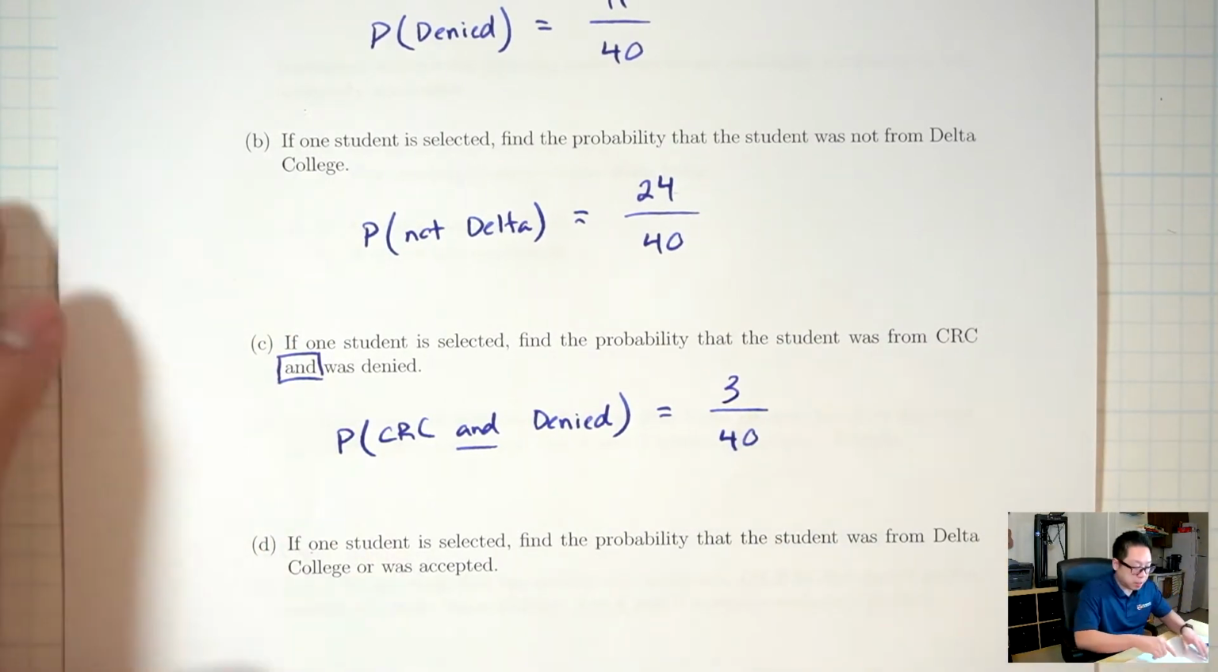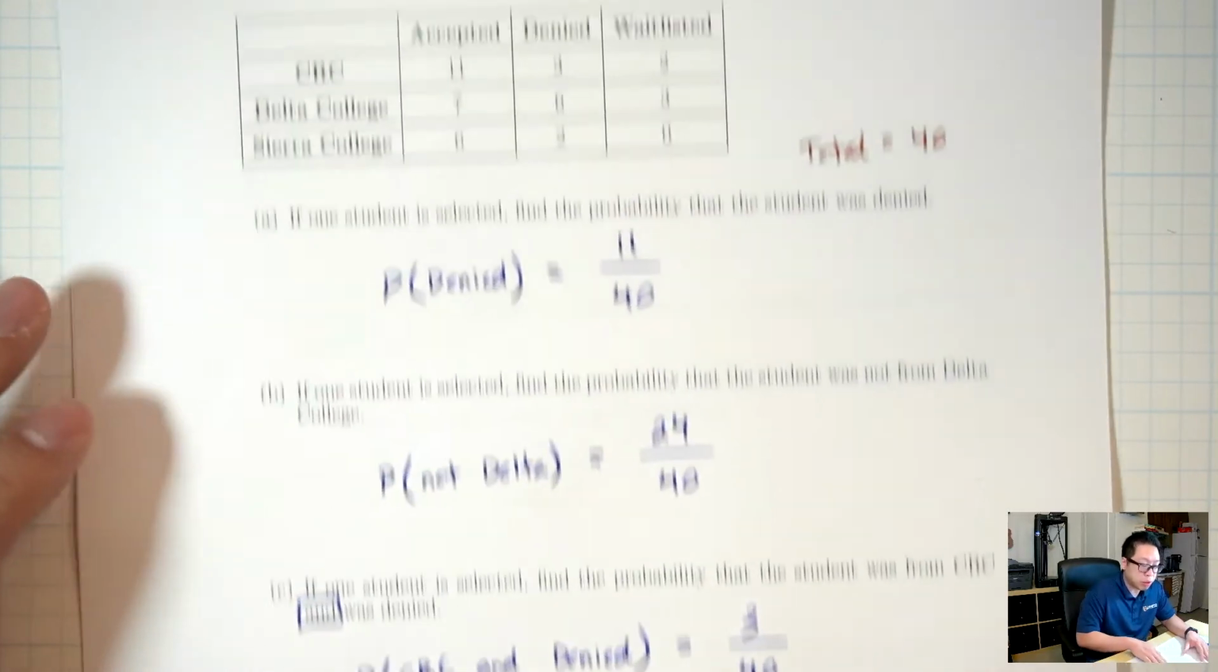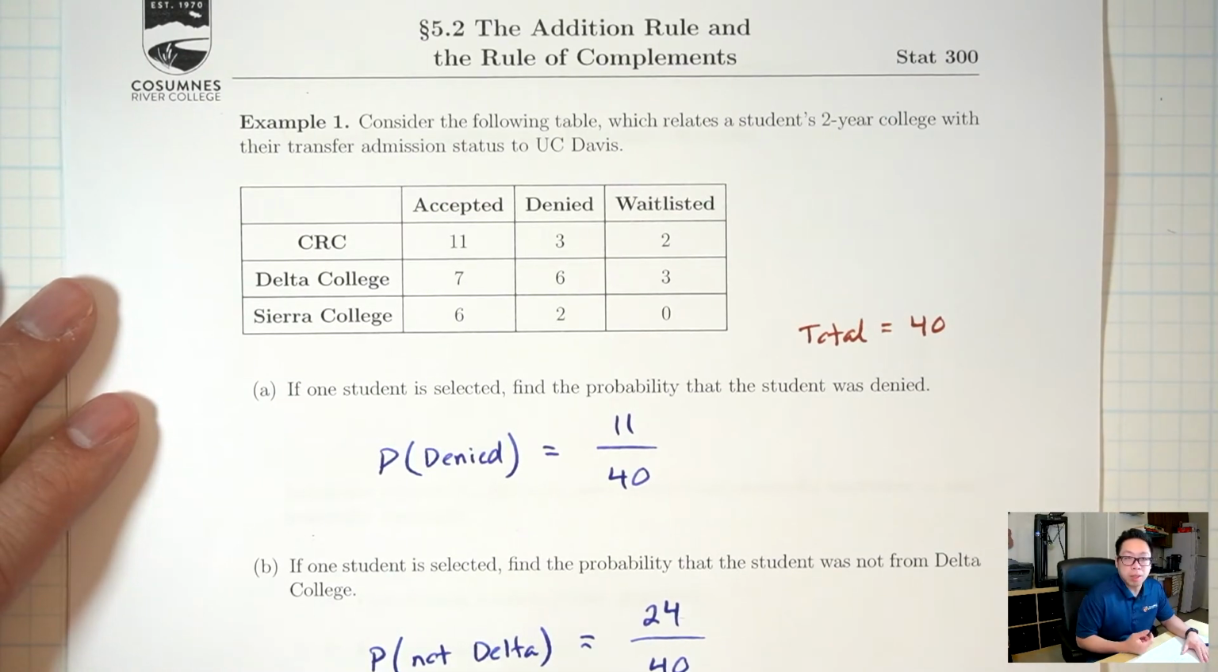Just as a hint, the word and means they have to satisfy both requirements at the same time, which means in this table, it's going to be a single number. So it'll be one of those boxes.